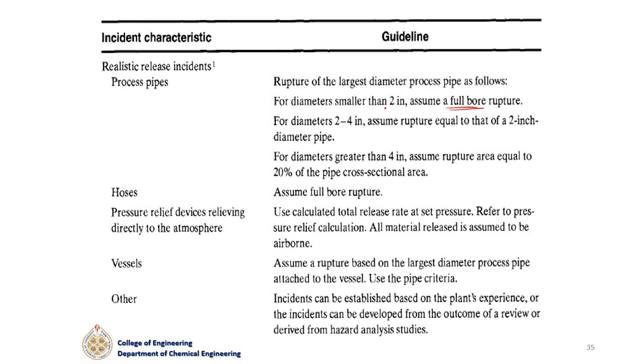Okay, so if you have a small opening for a small pipe, consider it as a full rupture of that pipe. However, if it's between 2 to 4 inches, assume the rupture equals that of a 2-inch diameter. For diameters greater than 4 inches, assume rupture equal to 20% of the cross-sectional area. So if there's any rupture, we would say it's about 20% of that cross-sectional area.